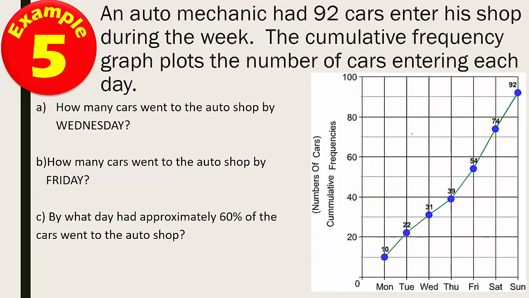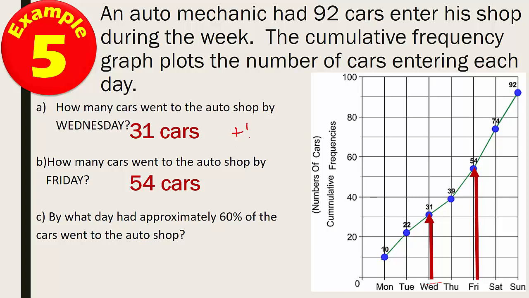And then final example. When an auto mechanic has 92 cars enter his shop during the week, the cumulative frequency graph plots the number of cars entering each day. How many cars went into the auto shop by Wednesday? Well, all you have to do is take a look at Wednesday and go up, 31. How many went in by Friday? Same thing. Go on to Friday, go up, 54. Here's the tricky one. But again, if this is a test and this is a 3-point problem, you got an easy +1 and an easy +1. You got an easy 2 points right there. That's for this last one.